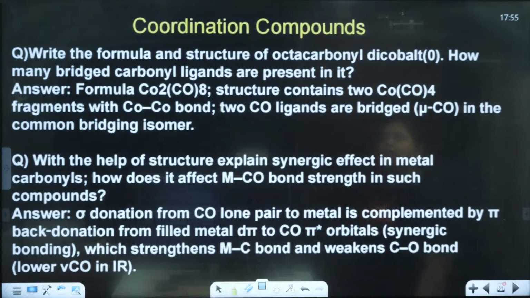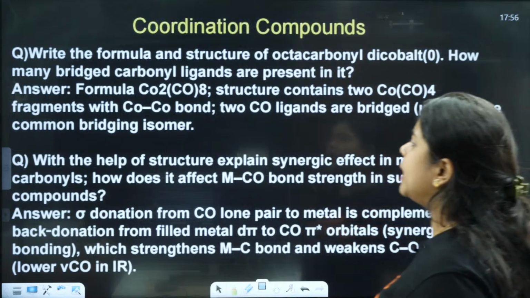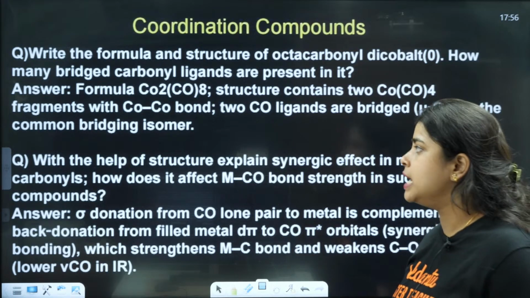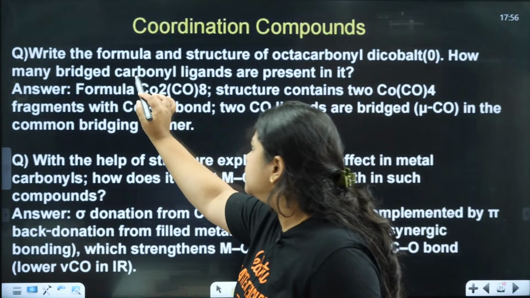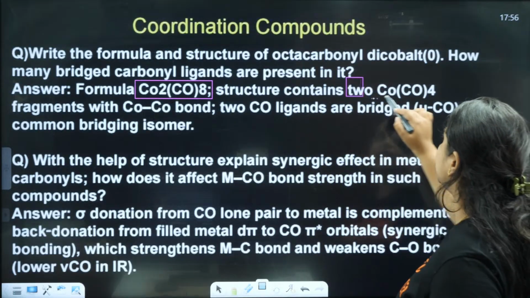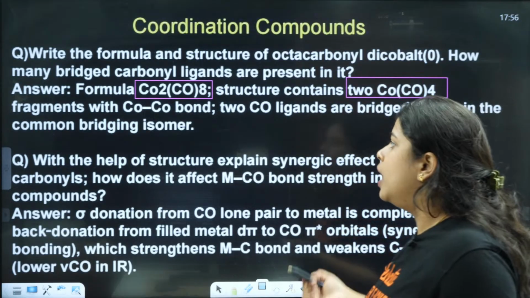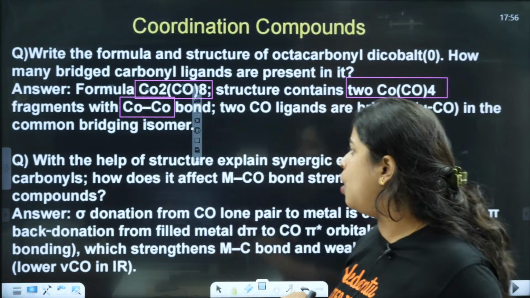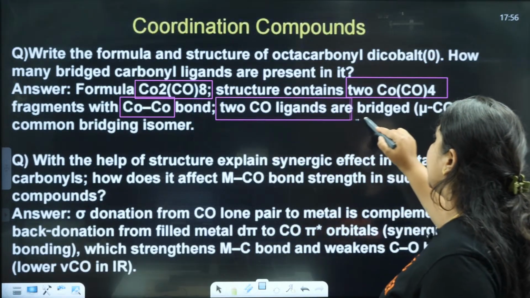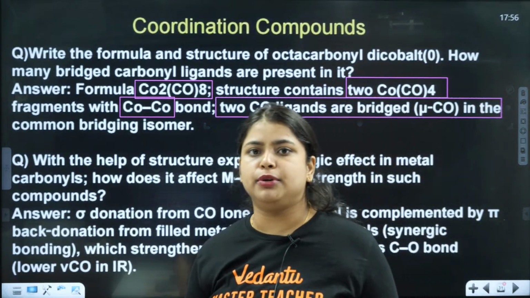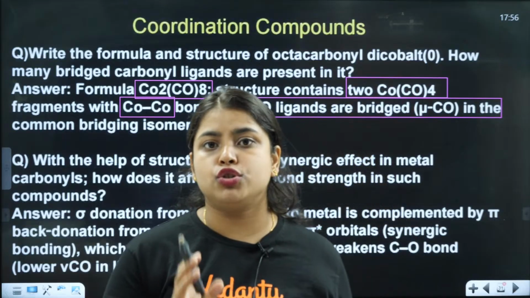Next, write the formula and the structure of octahedral dicobalt octacarbonyl, and how many bridged carbonyl ligands are present in it. What can we give as the formula? This is the formula, Co2(CO)8, and this structure contains two Co(CO)4 fragments with Co-Co bond, and 2 CO ligands are bridged in between in the common bridging isomer. Such questions will also be asked.